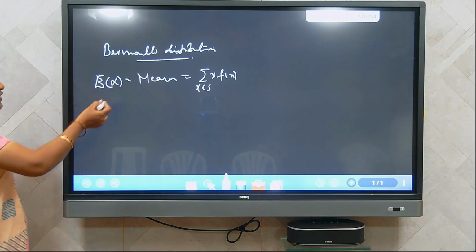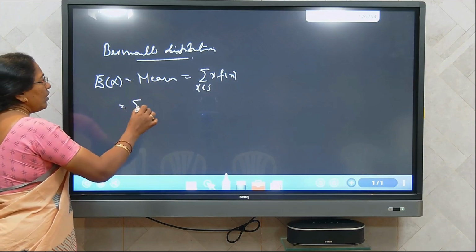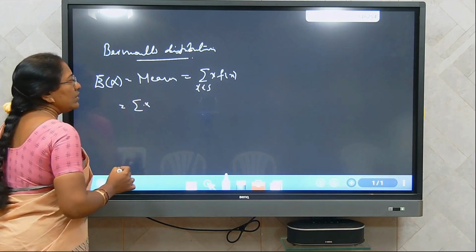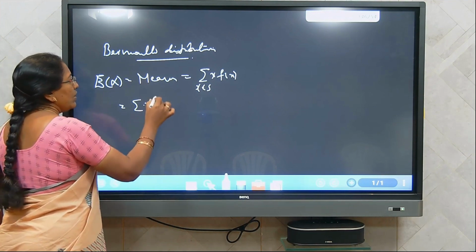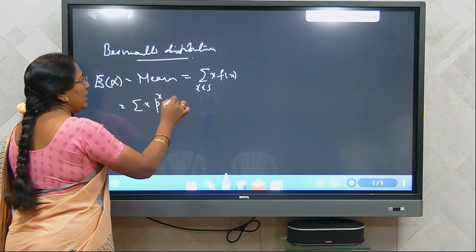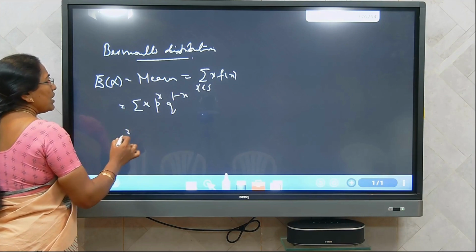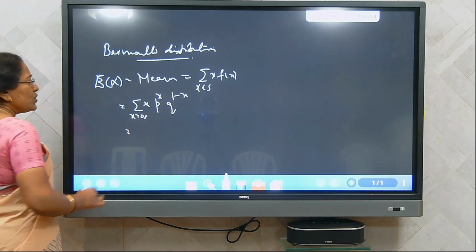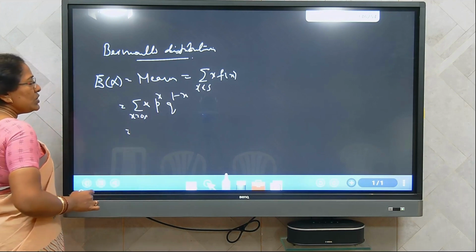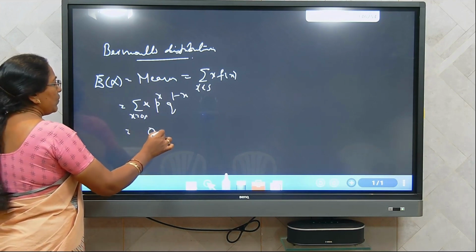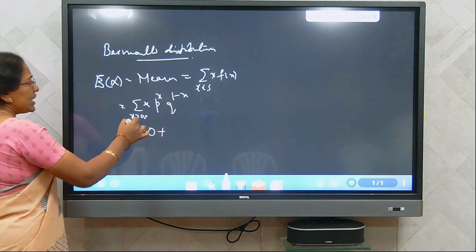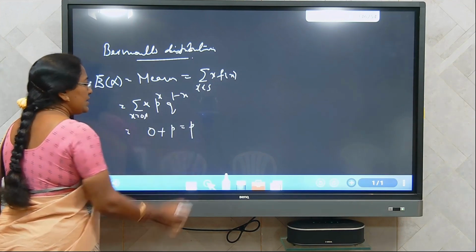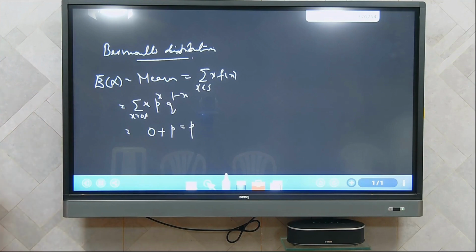In this we can substitute the Bernoulli distribution function, this f of x, and then we can derive the mean value. Here x takes only two values, 0 and 1. When you use x equal to 0, obviously the first term becomes 0, and when you use x equal to 1, then we get p. So the mean of the Bernoulli distribution is p.